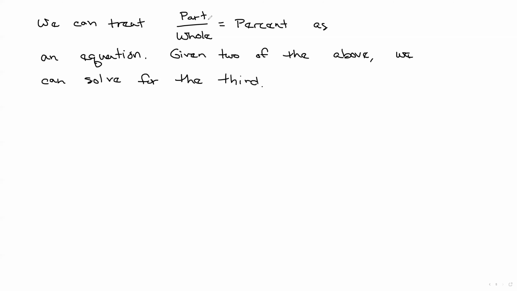A common equation that you'll see is, instead of part over whole equals percent, people multiply both sides by the whole and rewrite it as part equals percent times whole. So sometimes you'll see this instead. These are equivalent, and you can use whichever one you're more comfortable with. You can write it as a fraction, part over whole equals percent, or you could rewrite it into this equation that doesn't have fractions, where percent times the whole gets you the part.